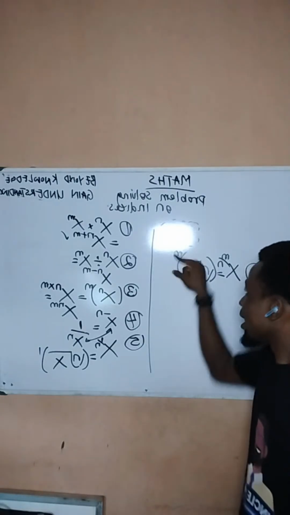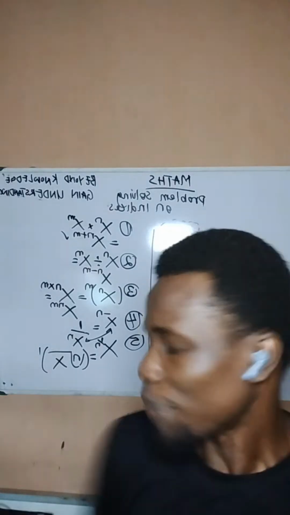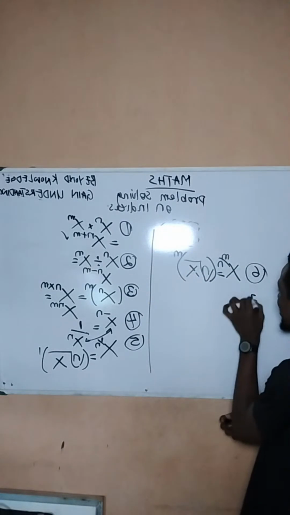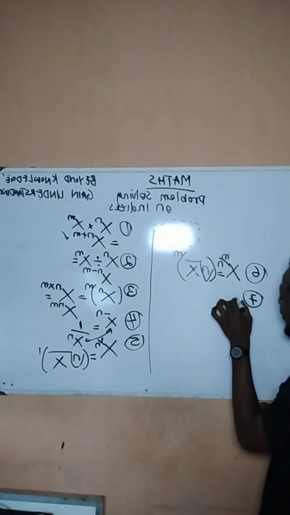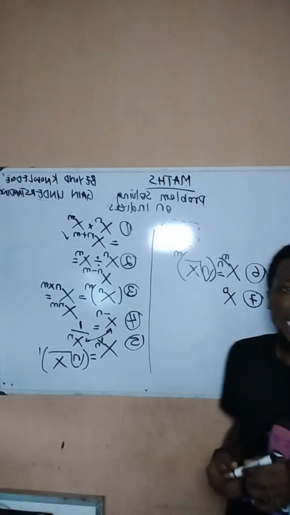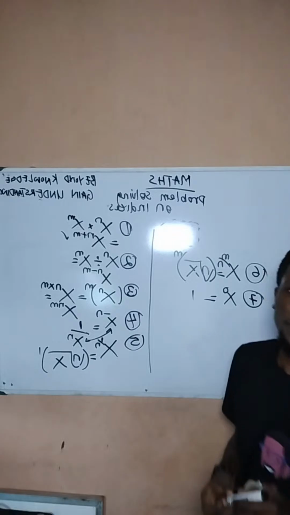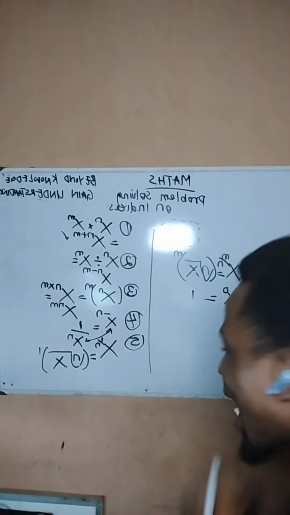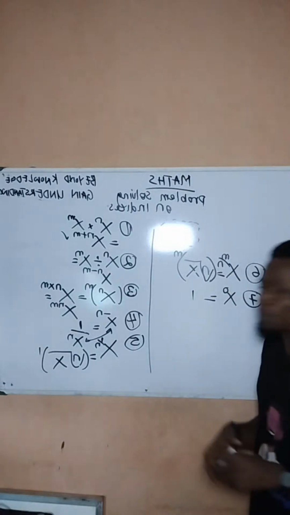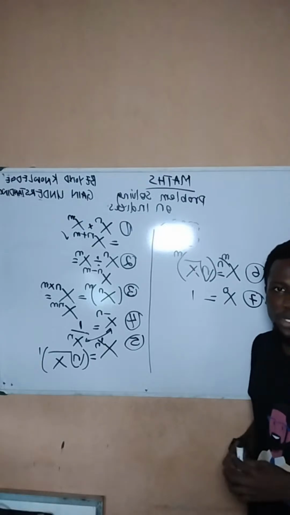Then everything here raised to the power of the numerator, which is m. And then the last law that we examined was the power of 0. How that if you have x raised to the power of 0, it is equal to 1. Yes, anything at all raised to the power of 0 will give you 1. How is this possible? Well, we could do a few things to prove why any variable or any number raised to the power of 0 is 1.